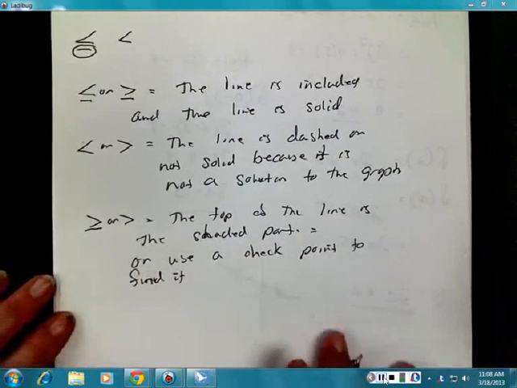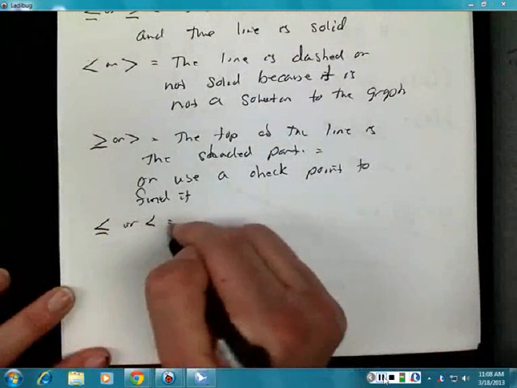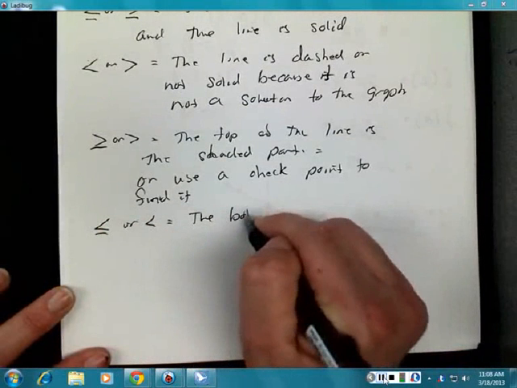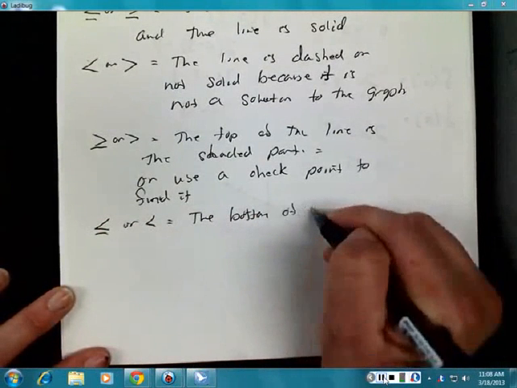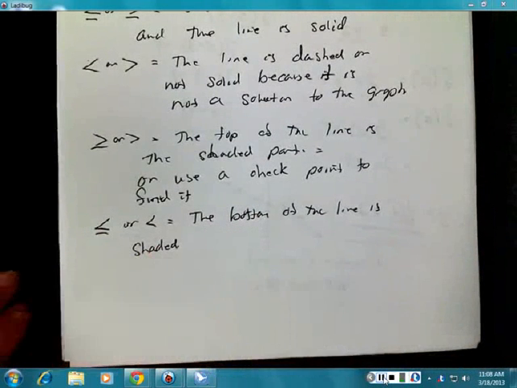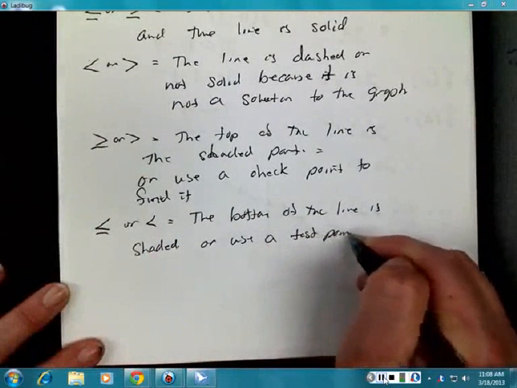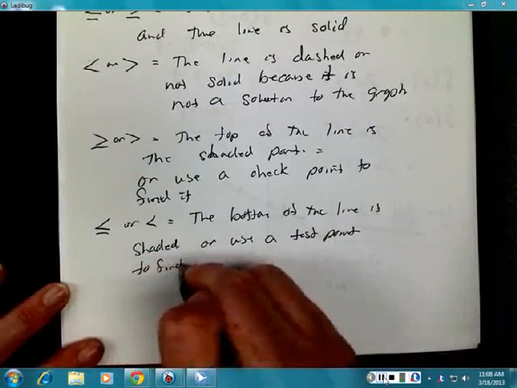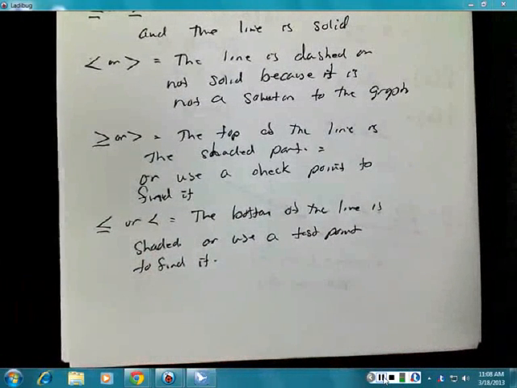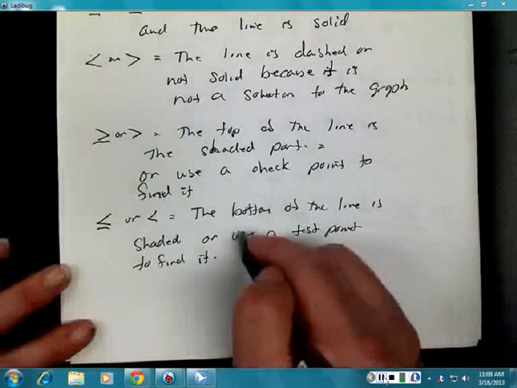to find it. Okay. You can do it two ways. If it is less than or equal to or less than, the bottom of the line is shaded. Or use a test point to find it. So if you can't remember which one's which, you can always use a test point, and we'll talk about what I mean by a test point with this one as we work through that.